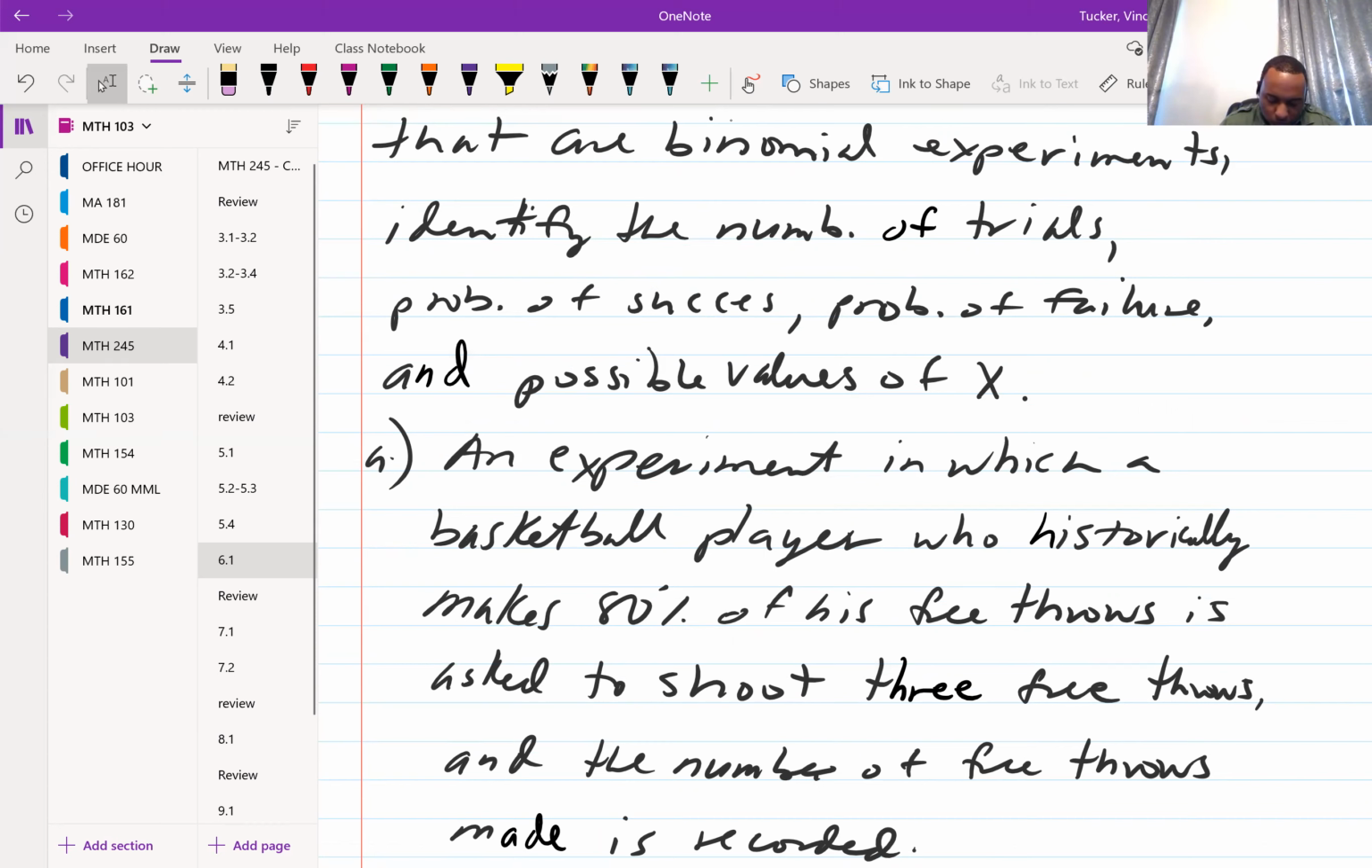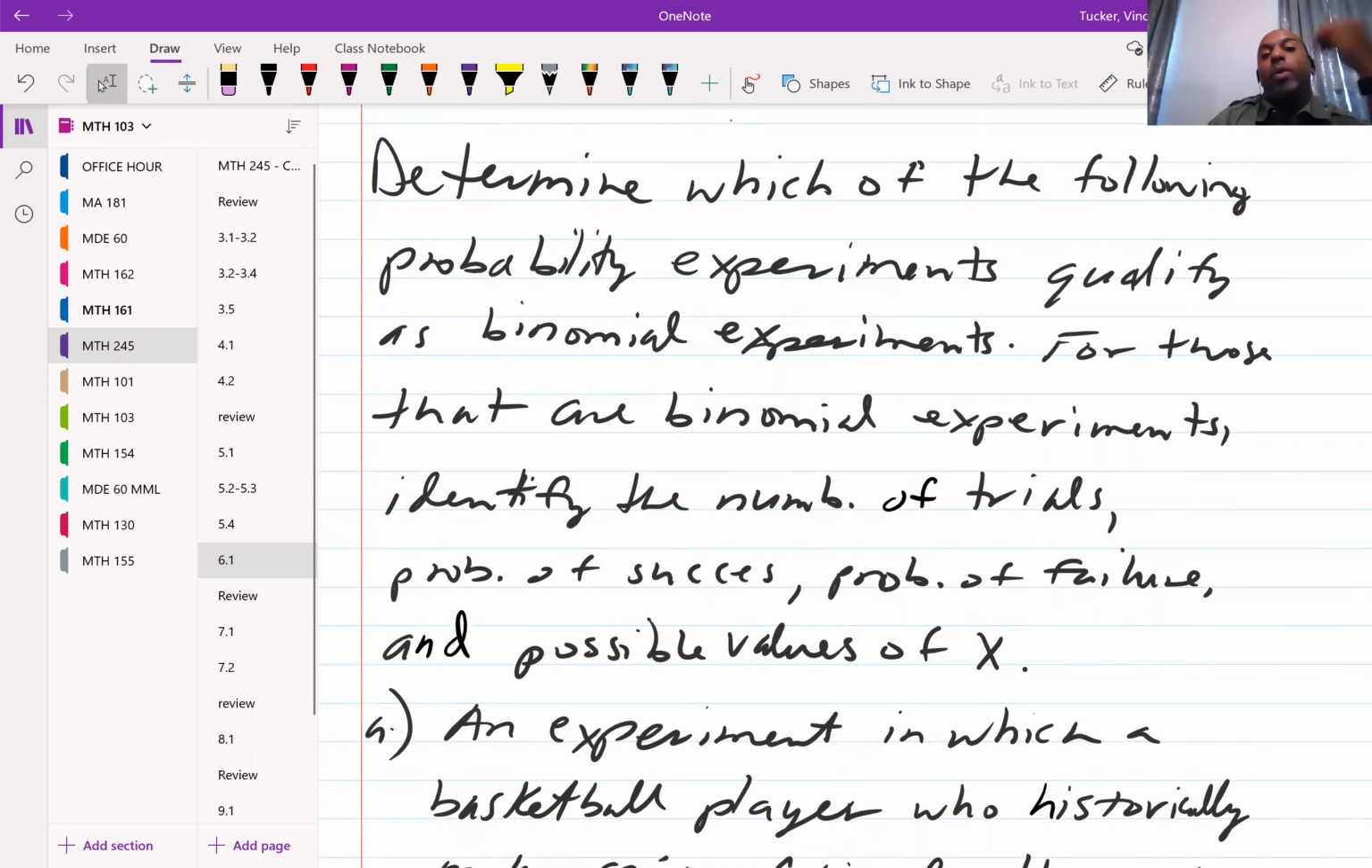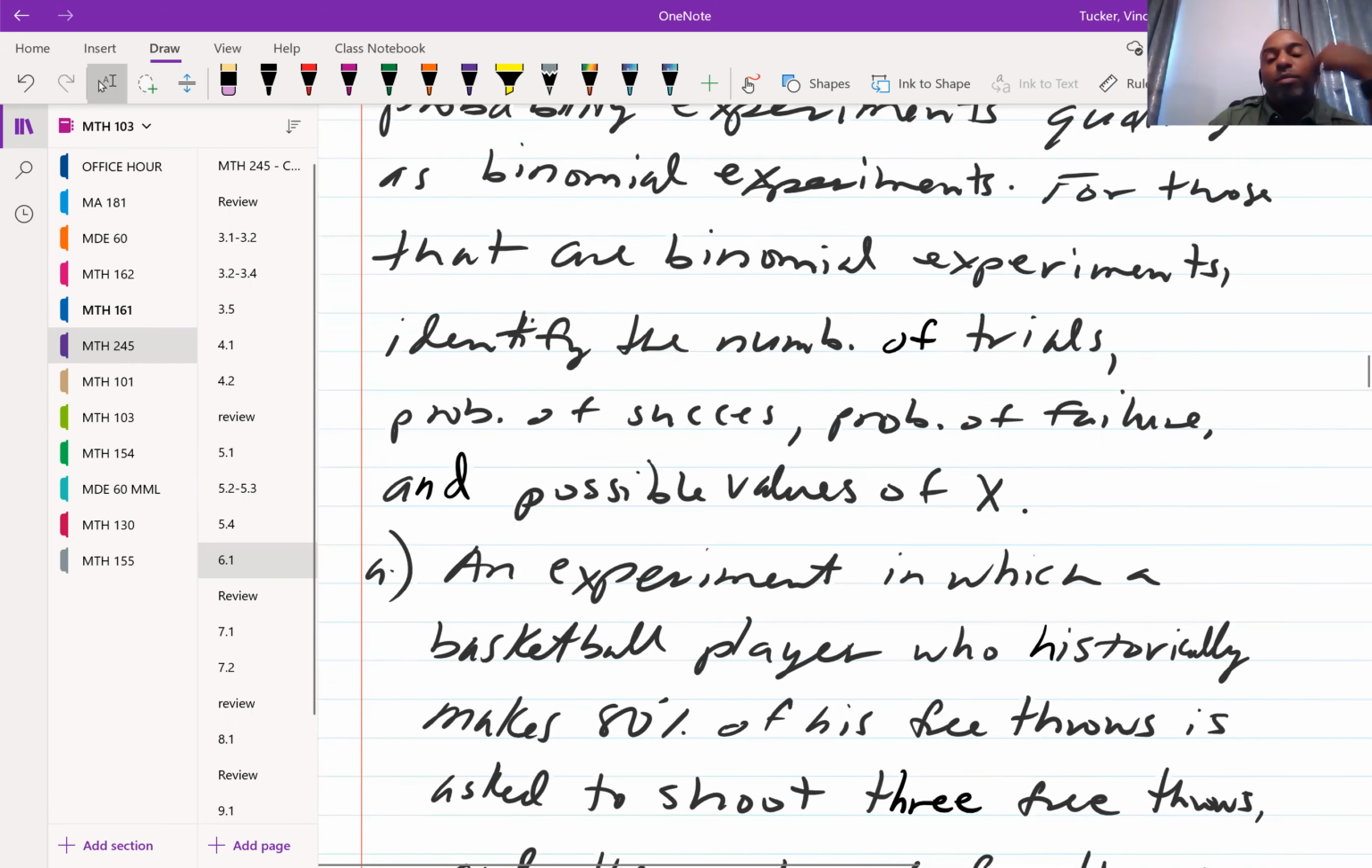All right. So the first thing that they ask us to do is determine whether the probability experiment qualifies as a binomial experiment. Remember, it has 4 criteria. So first one, is there a fixed number of trials? Remember, that's the first thing that they said that you have to fit. There has to be a fixed number of trials. So the answer is yes. It says shoot the ball 3 times.